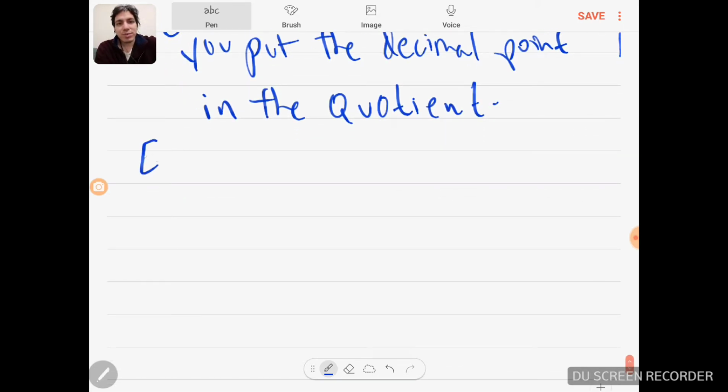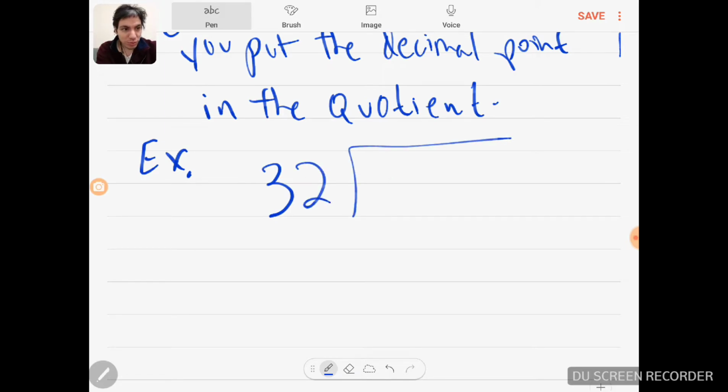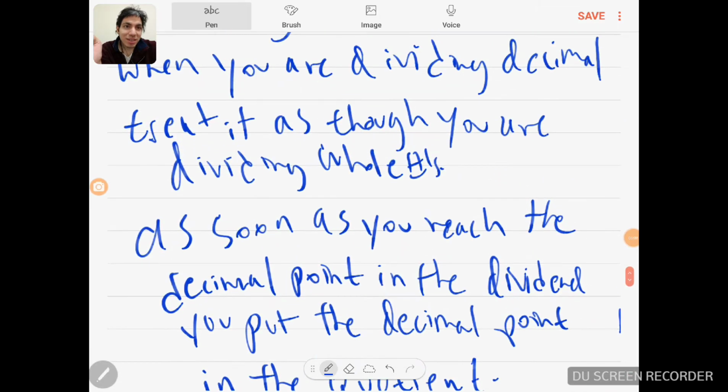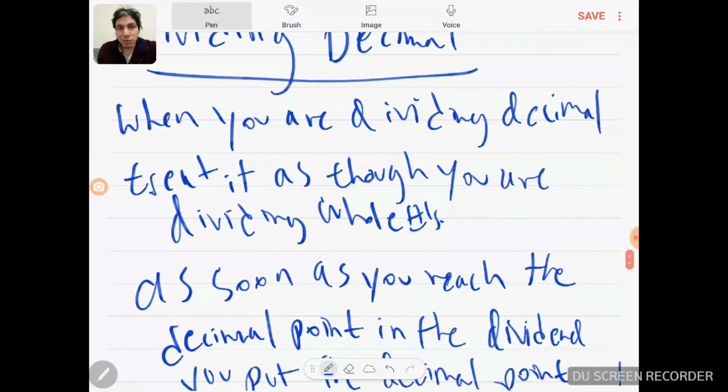So let's do another example. Let's say I have 32 into 8.32. Okay, so remember, you always check the place value first. And according to what I said, you treat it as if you were dividing whole numbers.